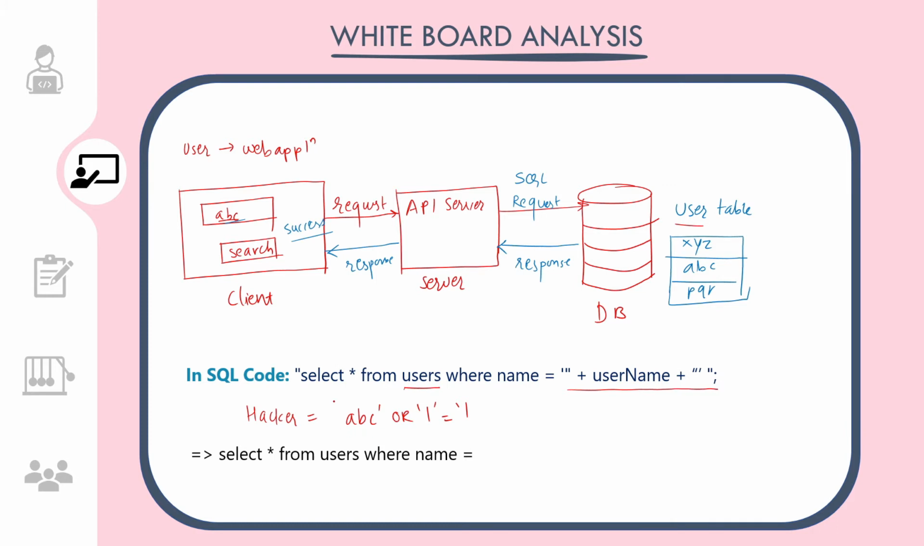If he adds this particular string in the input field, the SQL query in the code would result in this manner: select star from users where name is equal to ABC, the single quote from here, or true. The expression will return a boolean value, and this boolean value, that is true, will pass all the entries present in the user table.